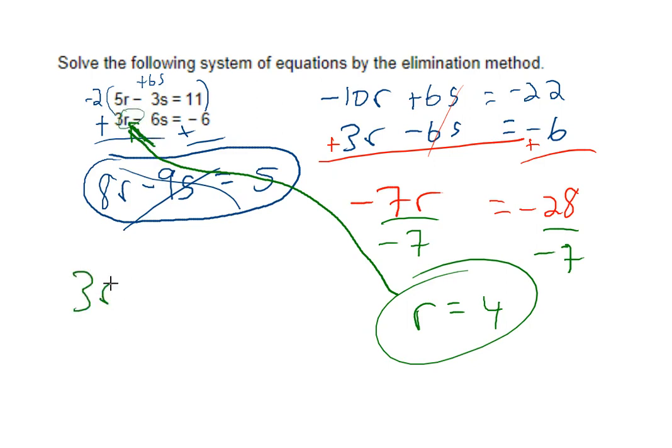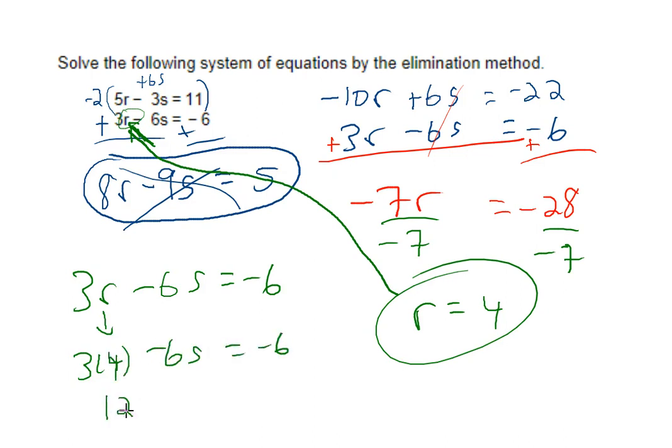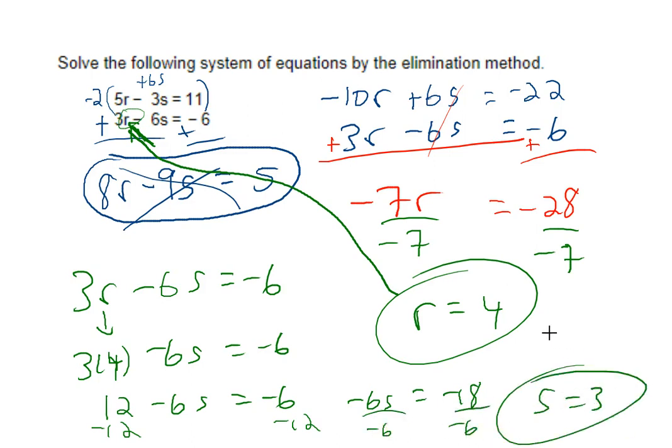So I have 3r minus 6s equals -6. We're going to plug in 4 for r. Minus 6s equals -6. So we get 12 minus 6s equals -6, minus 12 from both sides. So we get -6s is equal to -18. Divide by -6 on both sides, we get s is equal to 3.